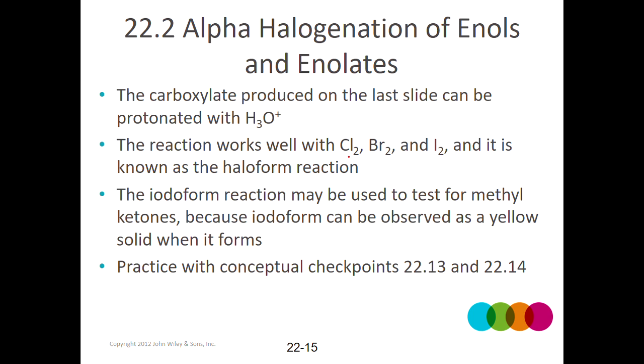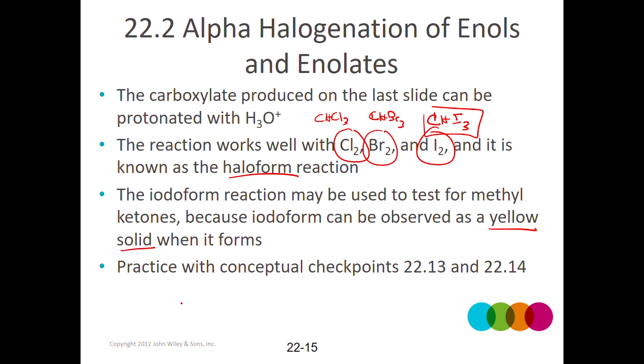And that reaction works with chlorine, bromine, or iodine. It's called the haloform reaction because it produces either chloroform, bromoform, or iodoform. And iodoform is a nice, easily observable yellow solid.